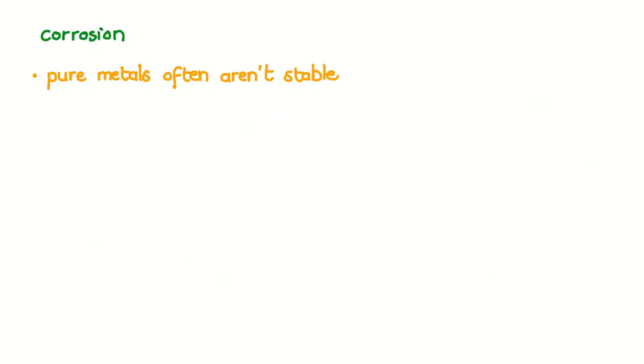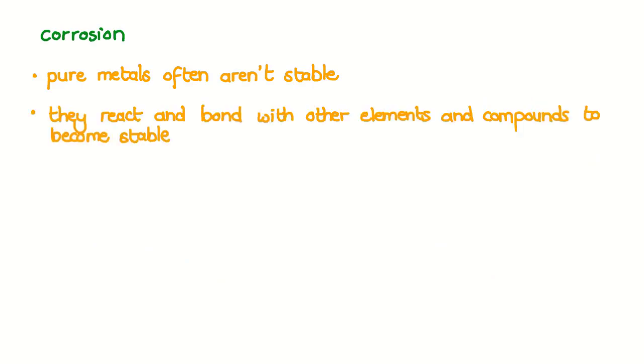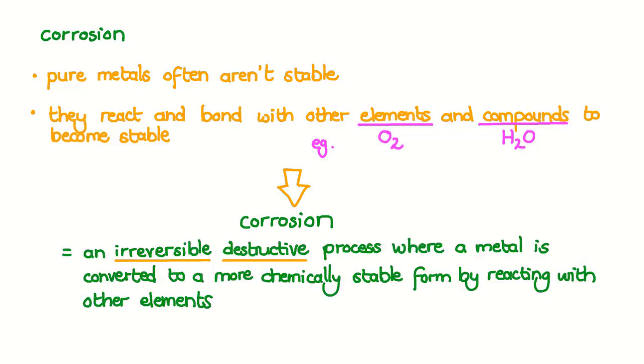Many metals are not stable in their pure form. They tend to react and bond with other elements and compounds to become stable. For example, it is more energetically favorable for many metals to react with oxygen and water in the environment than to stay in their pure form. These types of reactions often result in corrosion.